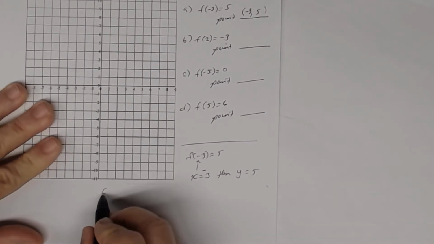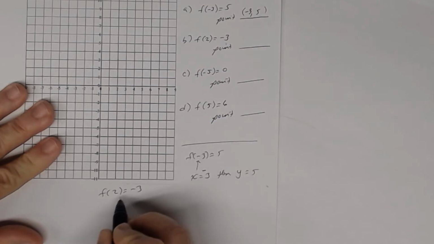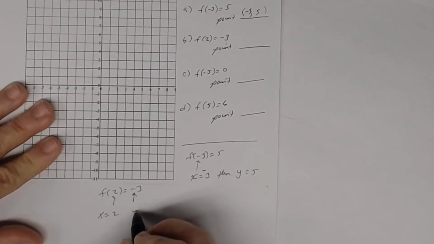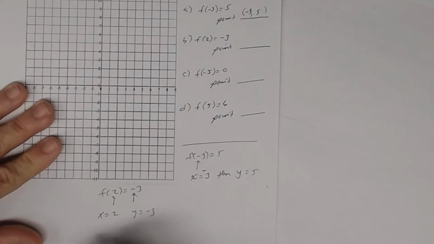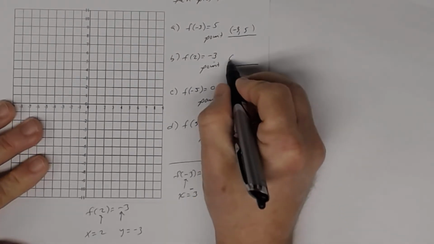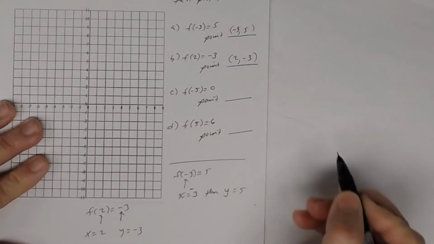Remember right here, I'm going to go ahead and write it out. f of 2 equals -3. So this is your x, and this is your y coordinate. So y equals -3. f of x means y, right? So y has to equal -3. So when x is 2, y is -3. So then you'll say (2, -3).